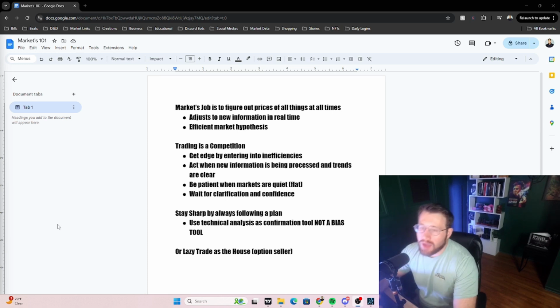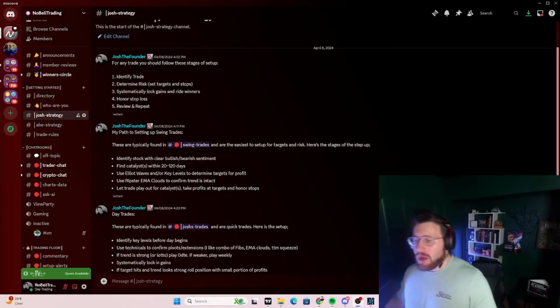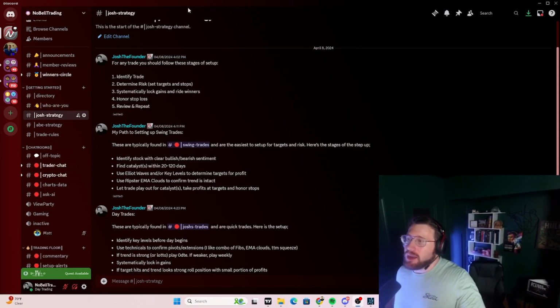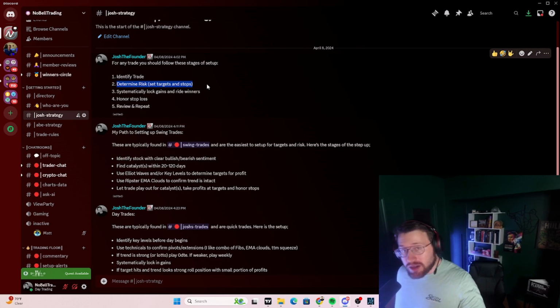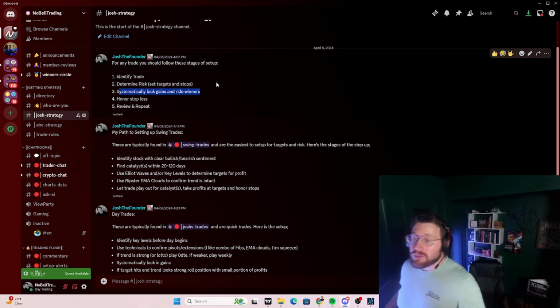So let's go ahead and break down what my trading plans look like. All my trades follow this very simple setup. I identify the trade. I determine risk by setting targets and stops. I systematically lock in gains and ride winners, always taking profits. I'm up 20%, I'm taking a fourth of the position off. I'm up 50%, taking more off.